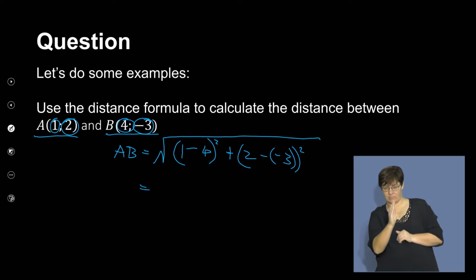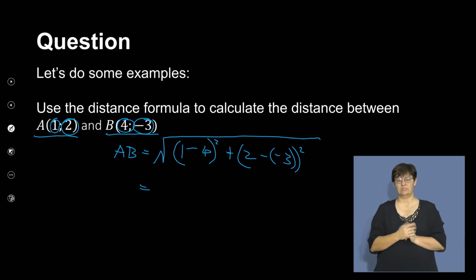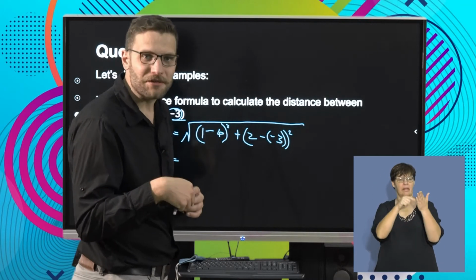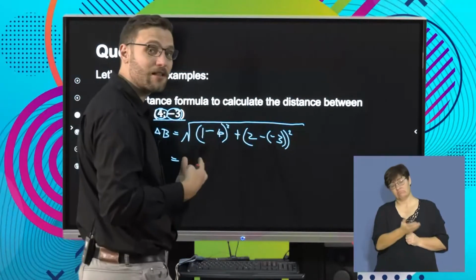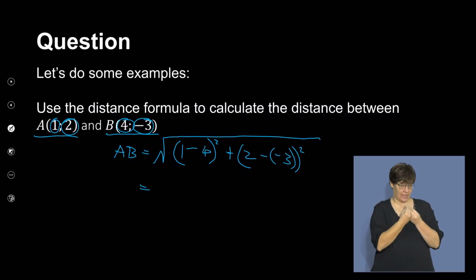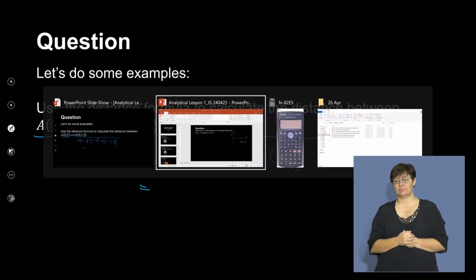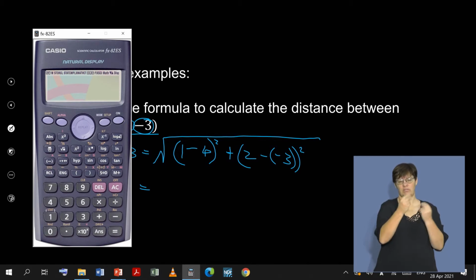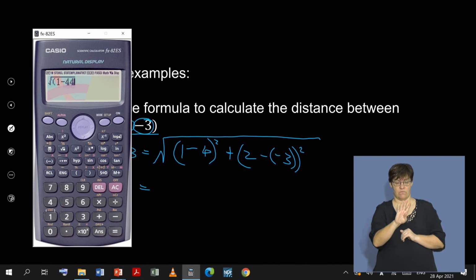Now, I could simplify this piece by piece, but that's going to be a mission. So what we're going to be doing is using our calculator. So take out your calculator, do it with me. I'm going to choose my calculator on my screen here. And I'm just going to put what's on the board straight into my calculator. So I'm going to choose the square root. I'm going to open brackets, and I'm going to go 1 minus 4. Oh, I did 2 4s. Close brackets. I'm going to square it.